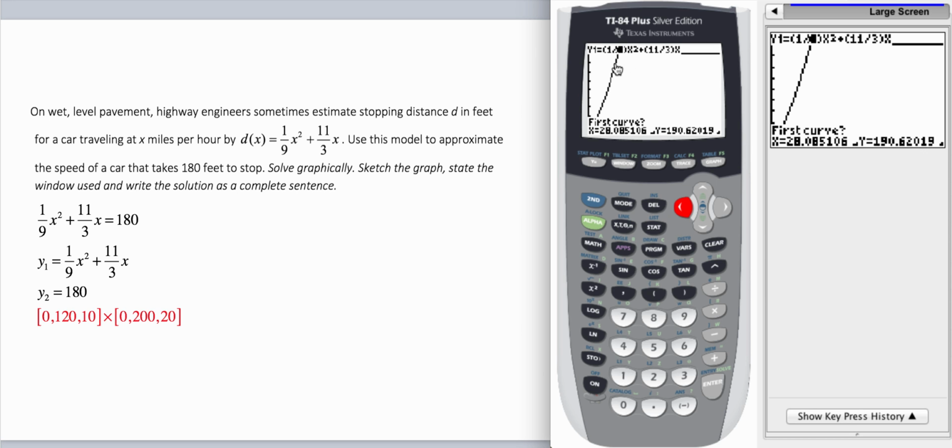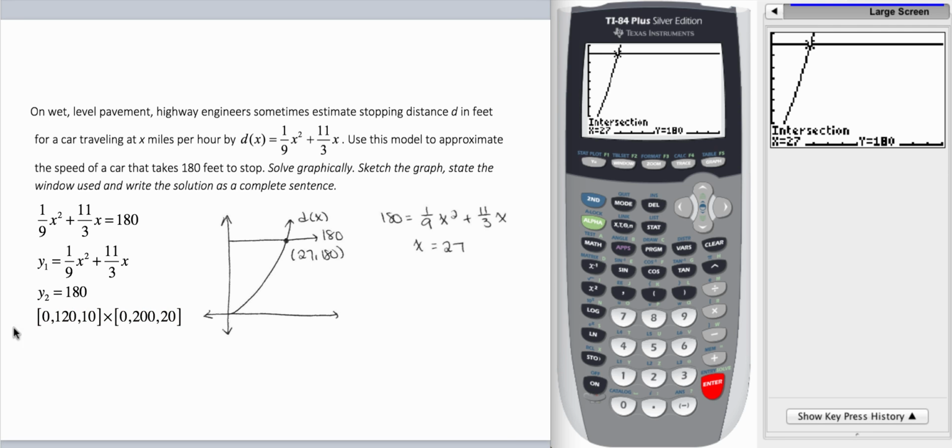Okay, I have my cursor very close to where the intersection is. First curve, second curve, guess. And I have an intersection at x equals 27. So at this point, I'm going to sketch my graph. Again, it's a sketch. It doesn't have to be perfect. It just should be accurate to what you see on your calculator screen. So there's my sketch. I labeled both of the curves, labeled the intersection, and solved the equation.